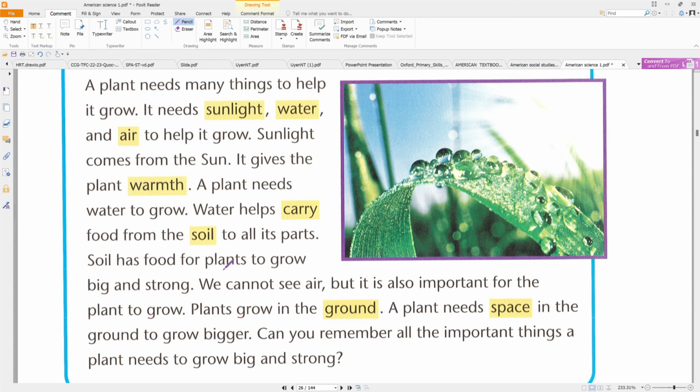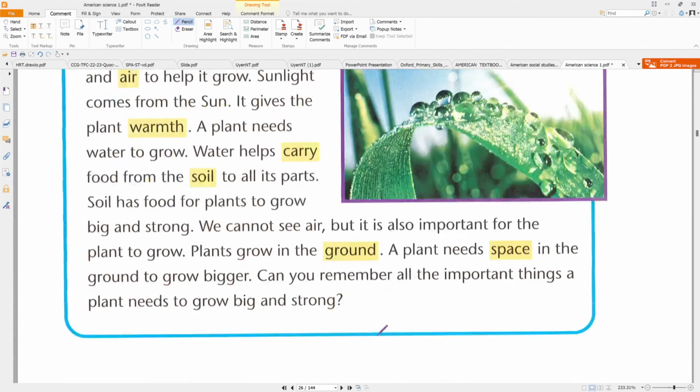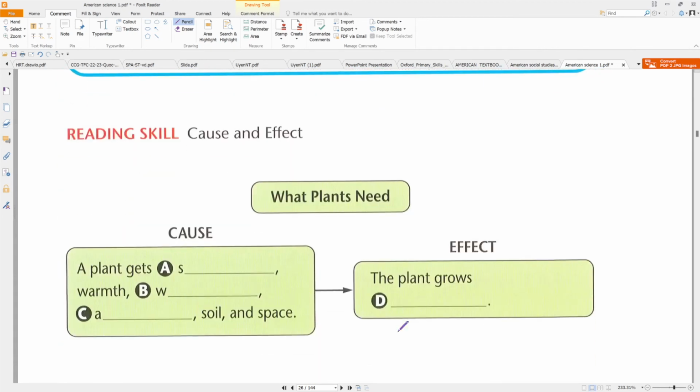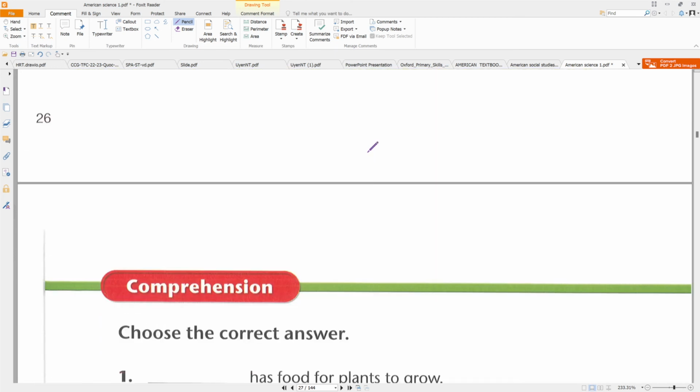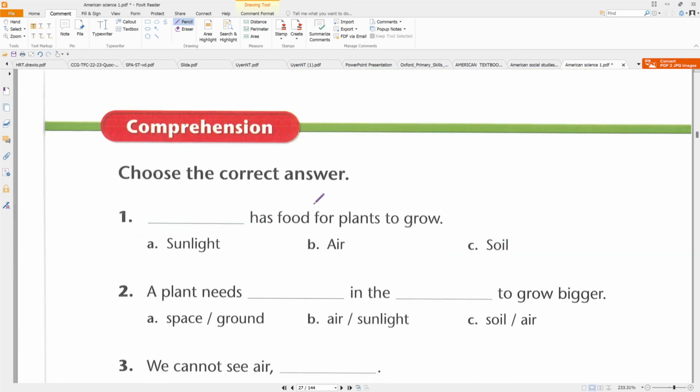Plants grow in the ground. A plant needs space in the ground to grow bigger. Can you remember all the important things a plant needs to grow big and strong? Yes, we'll skip this part. Well, I guess we're almost done for today.